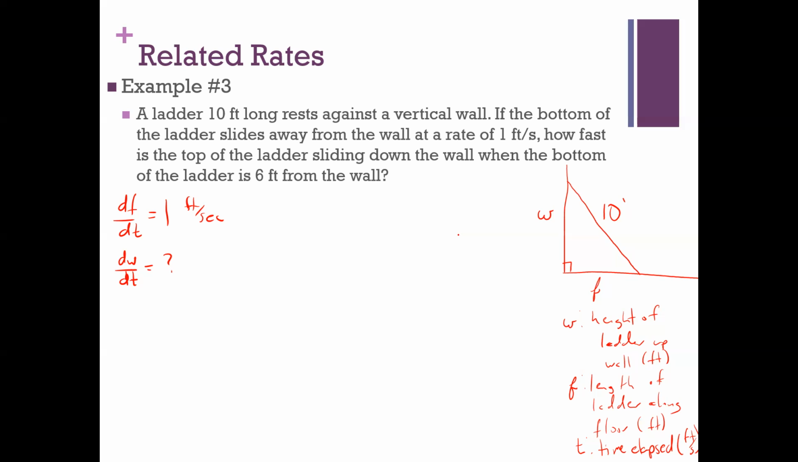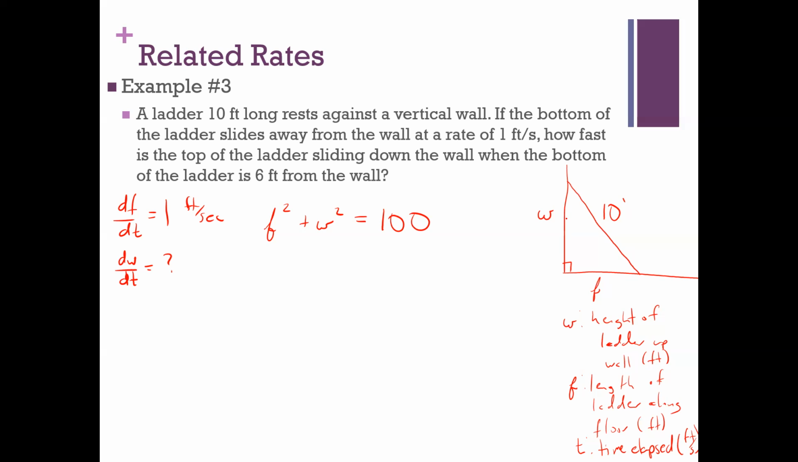All right, so I have df/dt. I want dw/dt. The next big thing I need is some kind of relationship that joins all the things together that I know about and want to solve for. I heard Pythagorean theorem. I think I want f and w to be related somehow, and Pythagorean theorem is a good way to go. So f squared plus w squared equals 100 is a good equation.